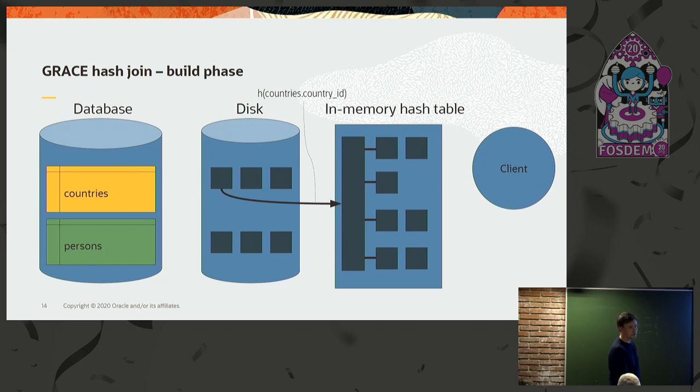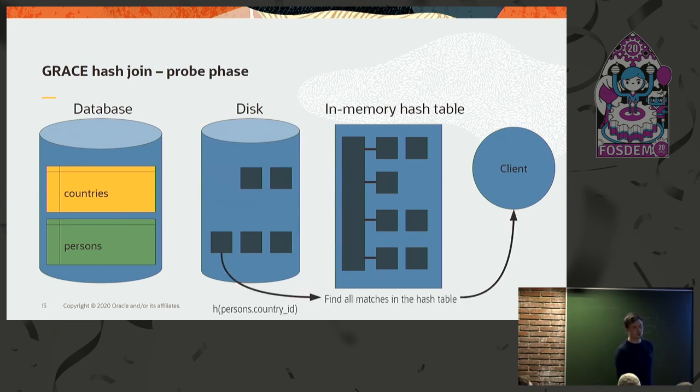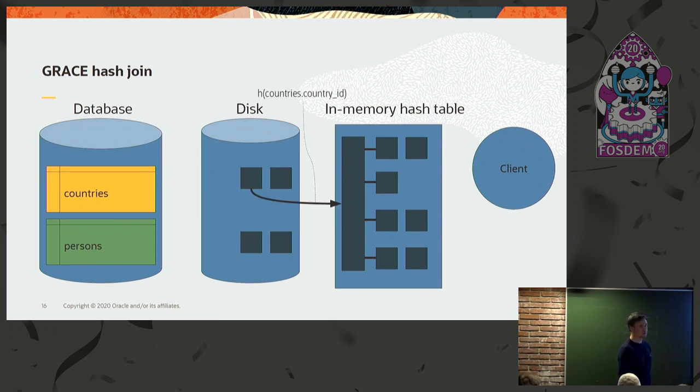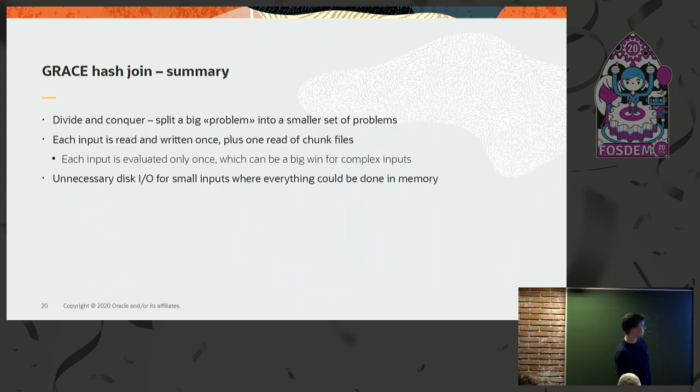After the partitioning phase is done, you can do the classic hash join algorithm over each pair of chunk files. You take the first chunk file from the build input and load it into the hash table. You then do the probe phase using the chunk file from the probe input. You clear the hash table, load the rows from the next chunk file, and you continue to do this until you have processed all the chunk files. So this is sort of like a divide and conquer algorithm, where you take a big problem and divide it into a set of smaller problems and handle them. Each input is still read only once, but you have to write it out to chunk files and read these chunk files back again.